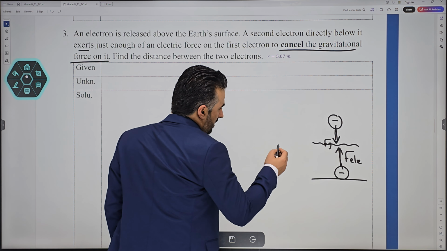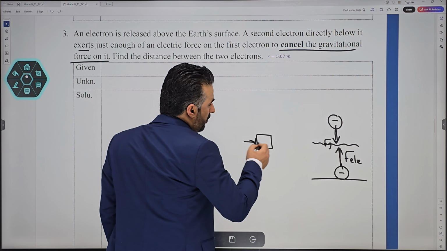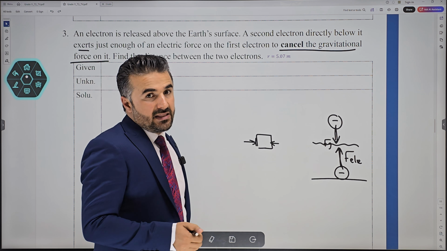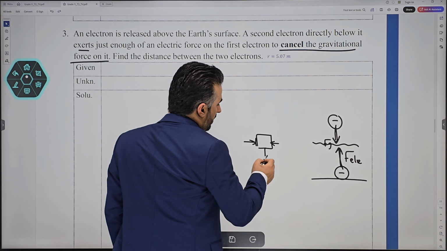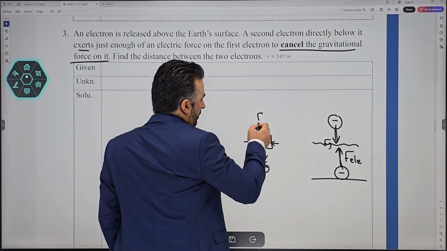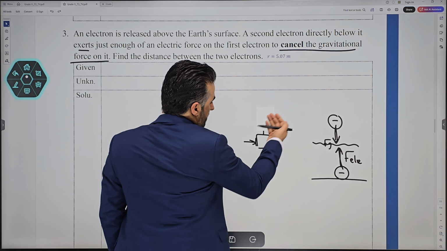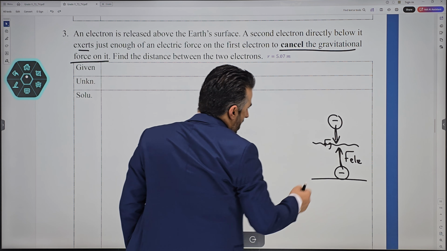When will two forces balance one another? If they're equal in magnitude and opposite in direction. For example, how we were talking about gravitational force and normal force. F_G and F_normal are equal, so the object will not go up or down because the net force will be zero. So here we have electric and gravitational force.